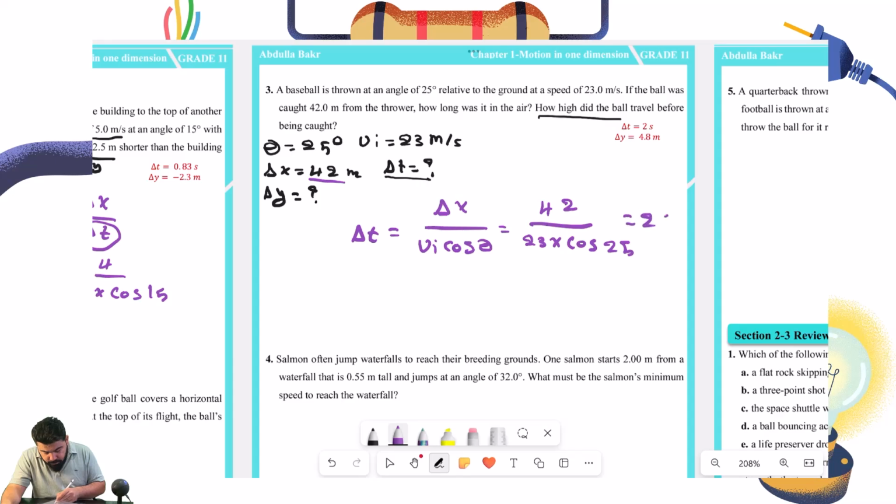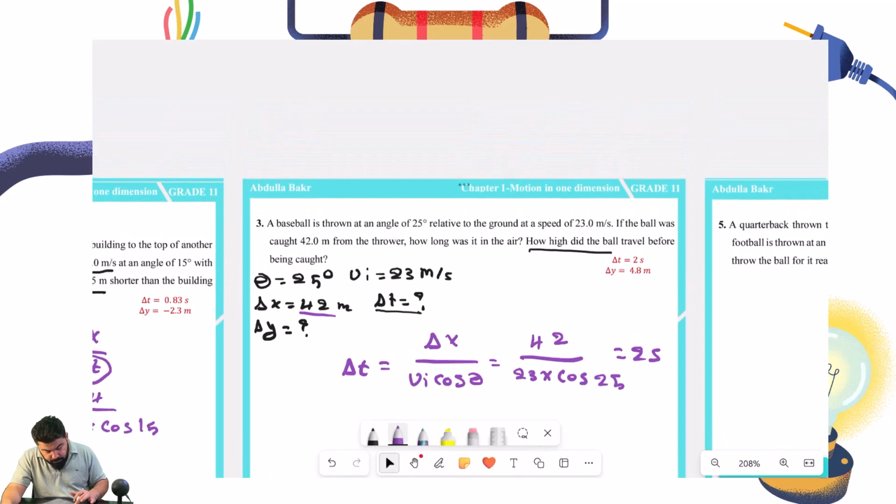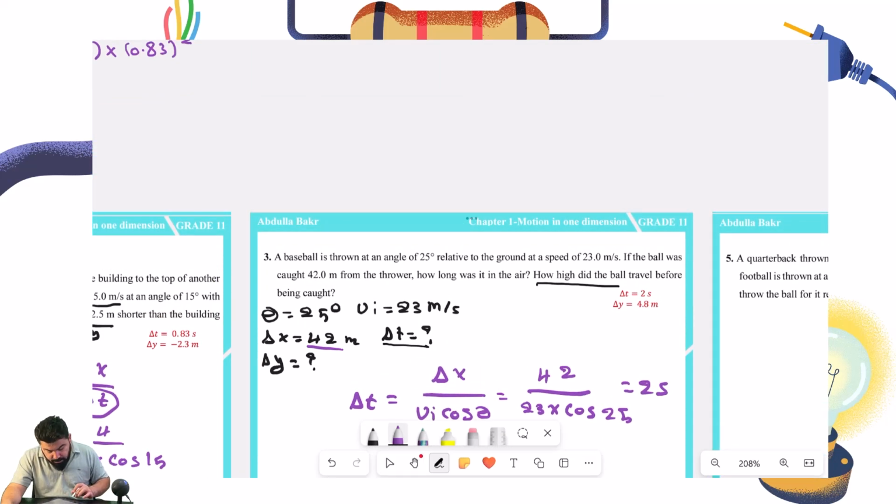You're gonna get 2 seconds. Okay, and for finding delta y, what am I gonna use? I'm gonna use this equation. Be careful. The question says, how high did the ball travel before being caught? It says how high. So it needs the maximum height.